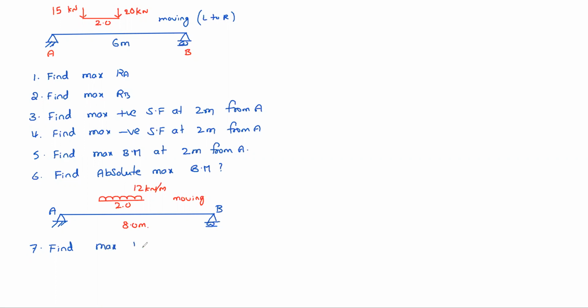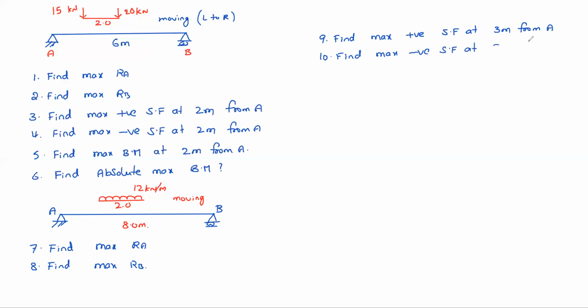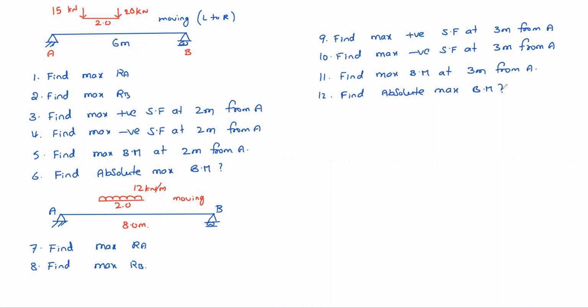Find maximum RA. Find maximum RB. Find maximum positive shear force at 3 meters from A. Find maximum negative shear force at 3 meters from A. Find maximum bending moment at 3 meters from A. Find absolute maximum bending moment. Okay.